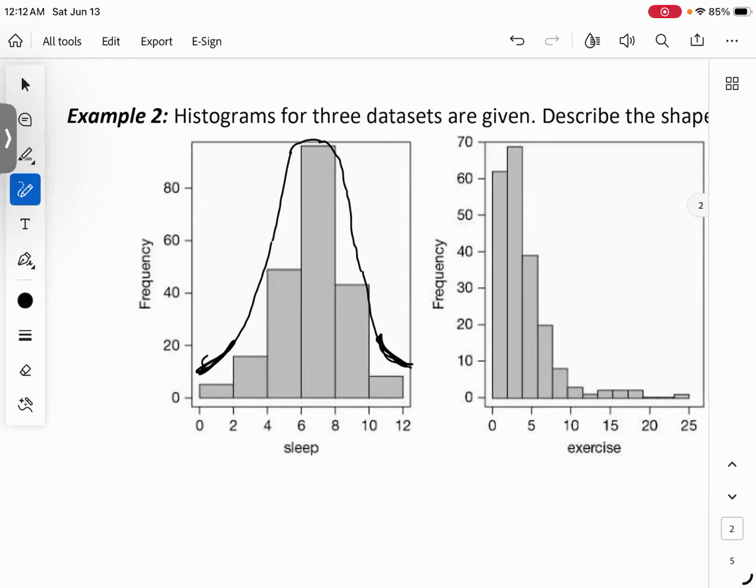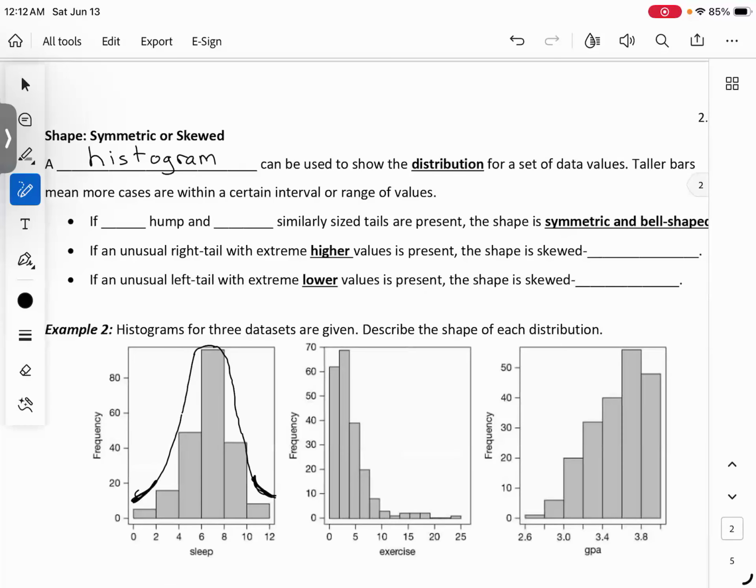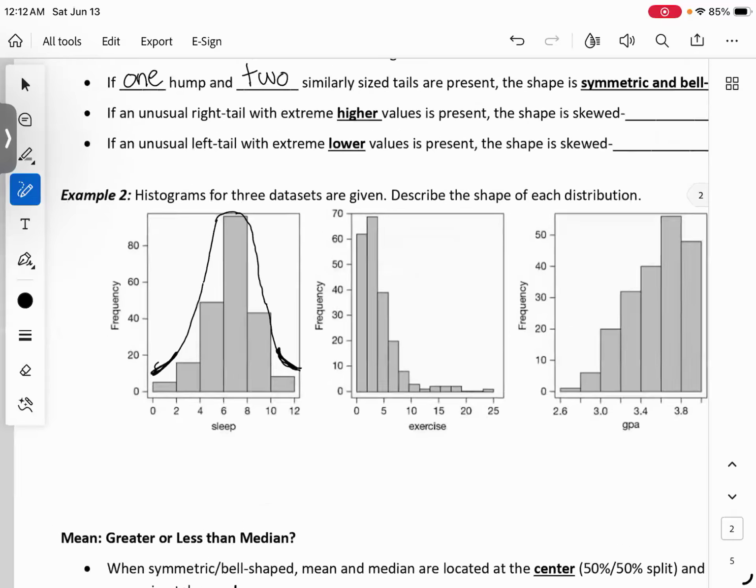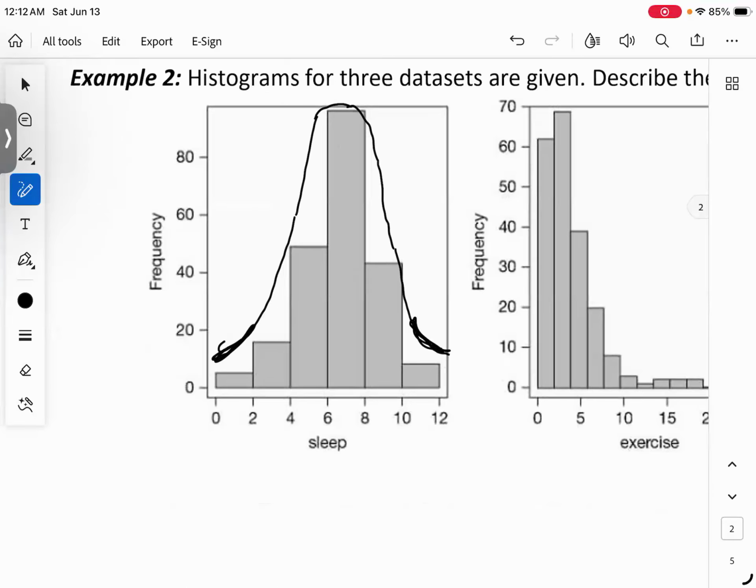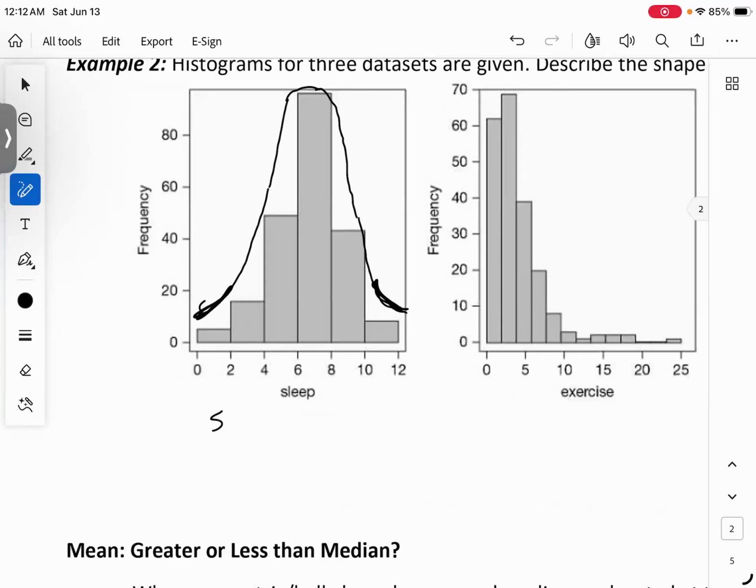And anytime you see a graph that looks like this, pretty close to this, where you've got one hump and two similarly sized tails, it's okay if one of them's a little bit longer than the other, but not by much. If that is what you notice, then you'll be able to say, hey, this graph is, if anything, at least roughly or pretty close to being symmetric or symmetrical and bell shaped. But the emphasis is on the bell shaped.